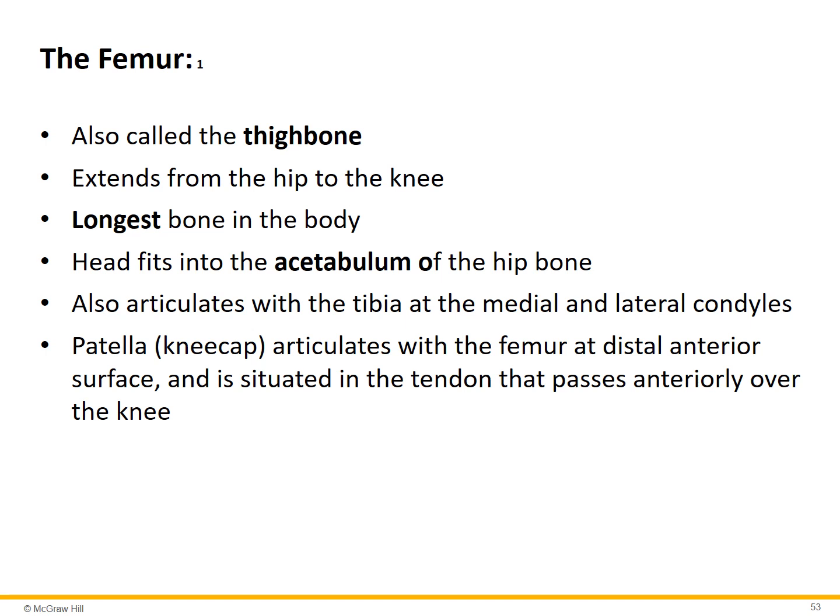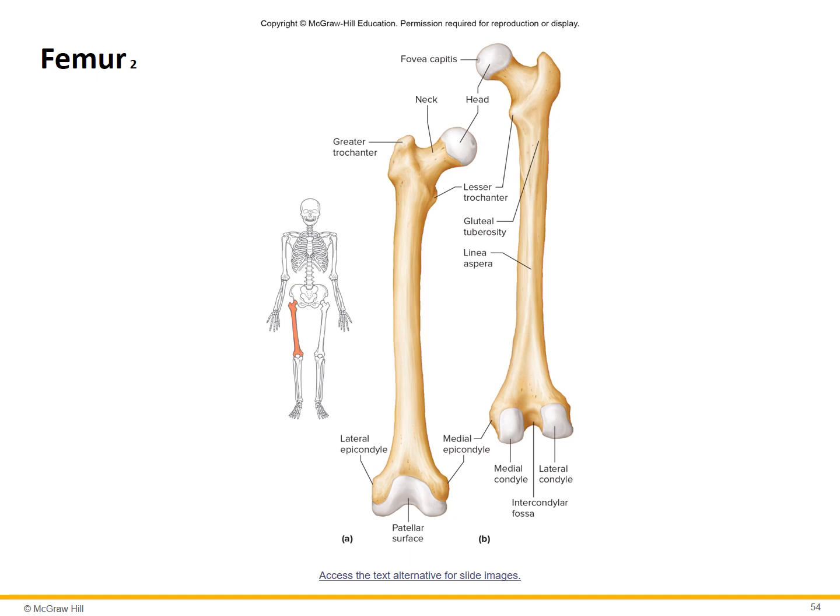It also articulates with the tibia, and this is at the area of the medial and lateral condyles. The patella, or kneecap, articulates with the femur at the distal anterior surface, and it's situated in the quadriceps femoris tendon. Right, so this is showing the femur. You can see the condyles located at the bottom of the bone. It also shows the patellar surface. We don't identify that in lab.